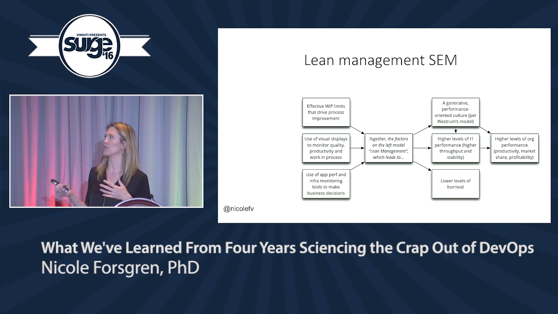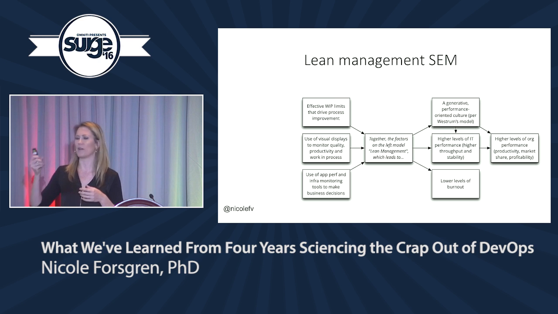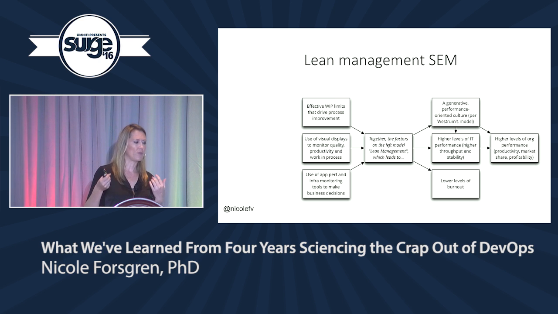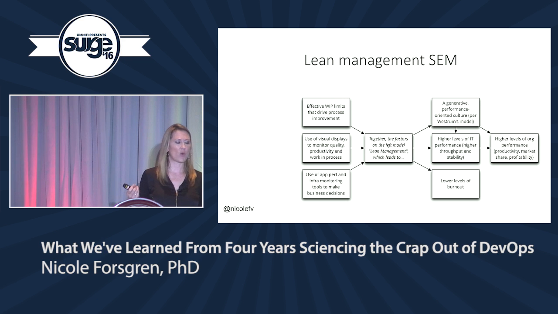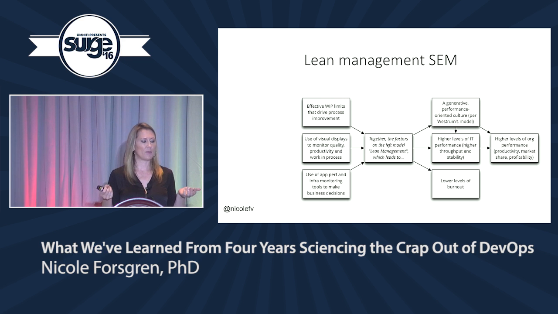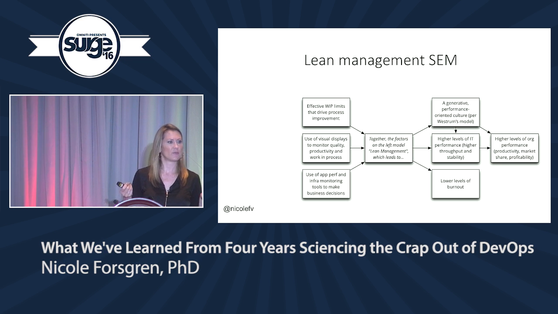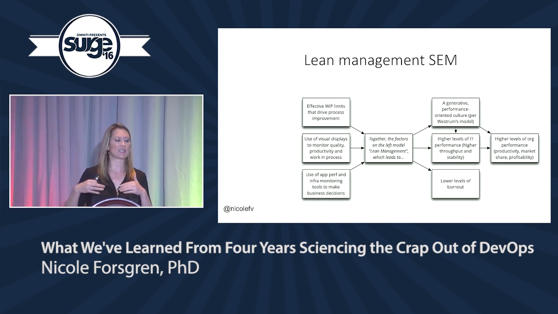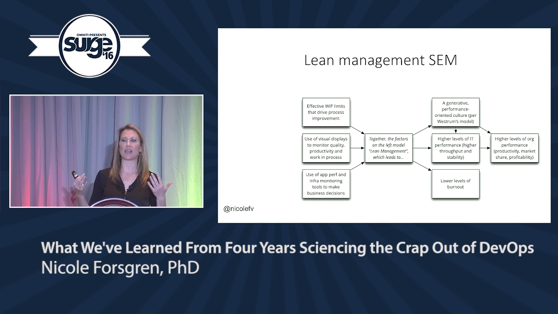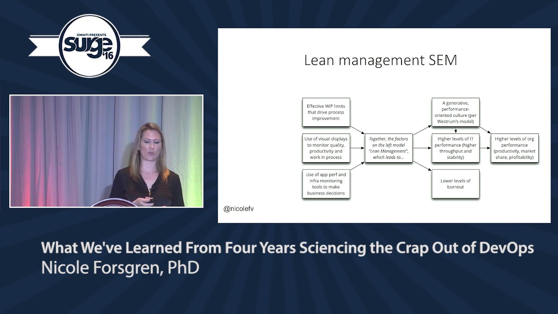Then this makes more sense, where lean management is part of effective WIP limits. We use visual displays to monitor quality, and we use monitoring tools to make business decisions. And then these together predict a stronger culture, higher levels of IT performance. It also decreases burnout. And then these together predict org performance.